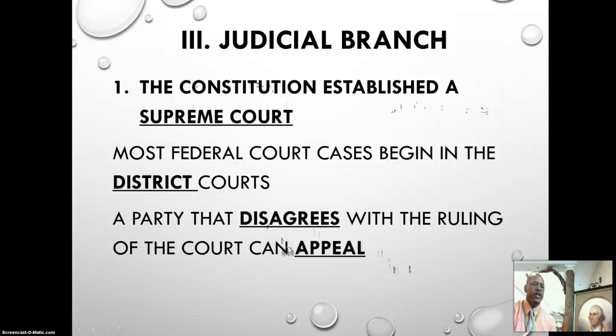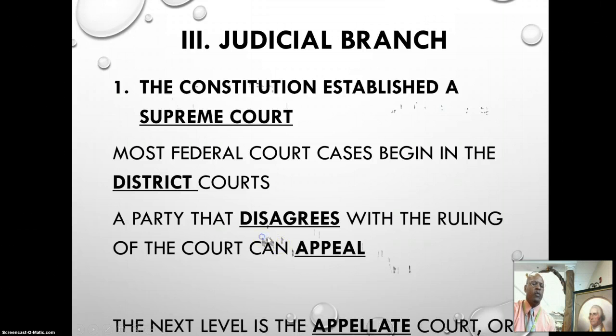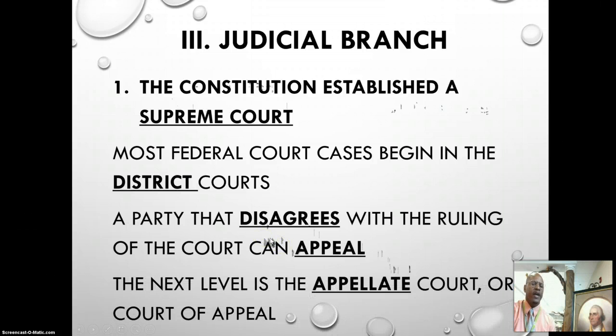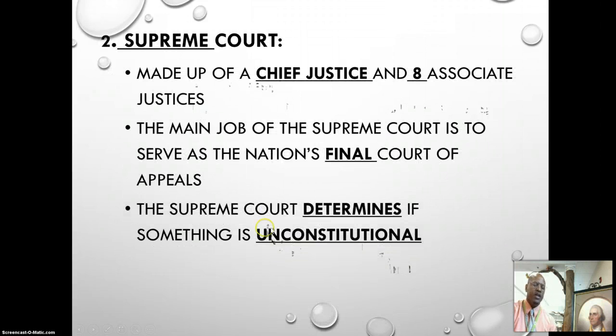If a party disagrees with what happens at the lower level of the court system, they can appeal, and they go before what we call the appellate court. And then if things aren't settled there, it can get moved up until we get to the highest court, the Supreme Court. The Supreme Court is made up of a Chief Justice, the main person, he or she, that's in charge, and 8 other associate justices, giving a total of 9.